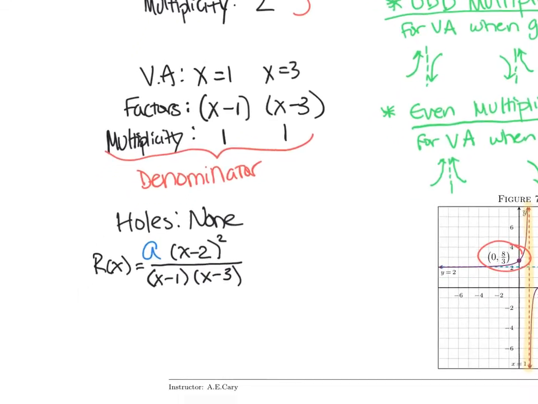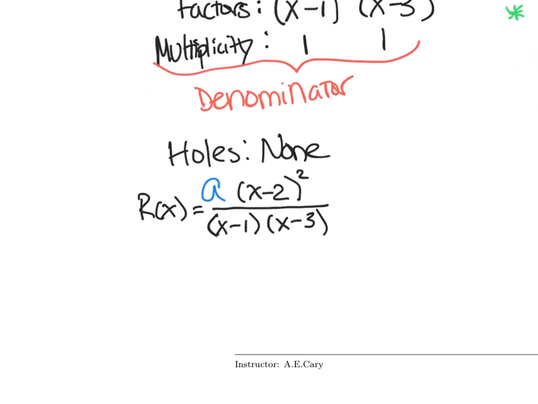We're going to use 8/3 for our y value. And we're going to use 0 everywhere we see an x. 2 squared over 0 minus 1 times 0 minus 3. Okay, so from here, we're going to solve it. I'm sorry that this looks so funny. I just did not leave myself enough space. So let's see. We'll have 8/3.